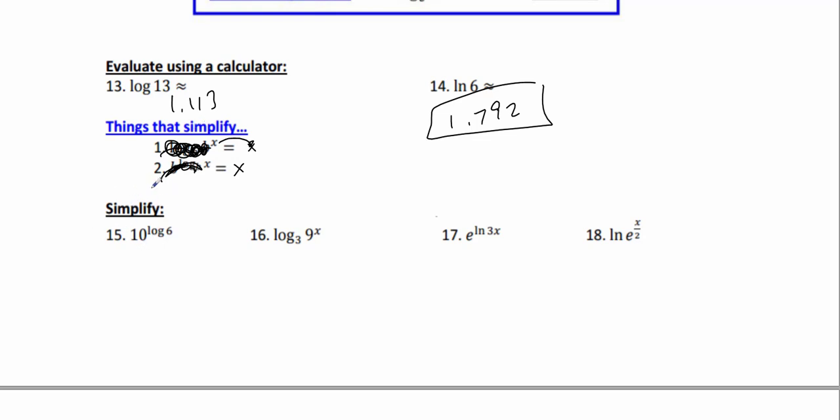So simplify. Well, what happens? Remember we said if I don't have a number there, it's always base 10. So the bases are the same, so that 10 and that log just cancel, and what drops? That 6 just drops down.